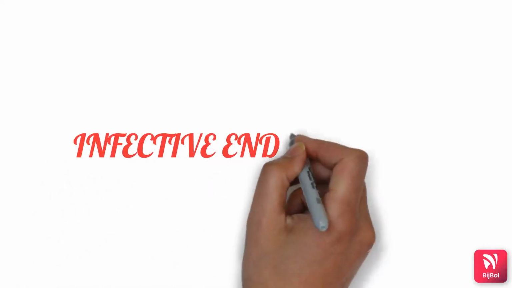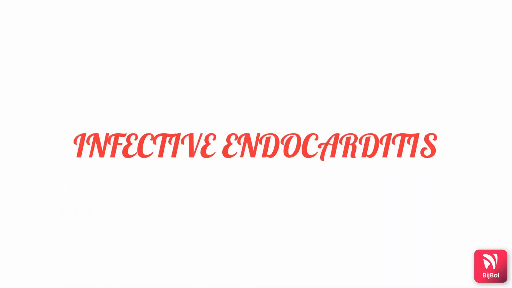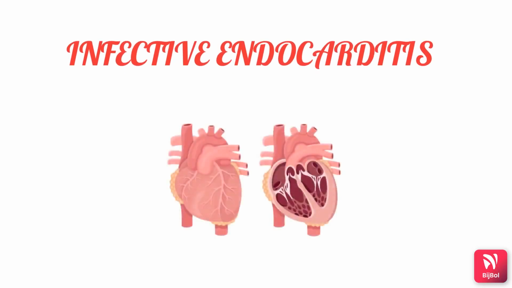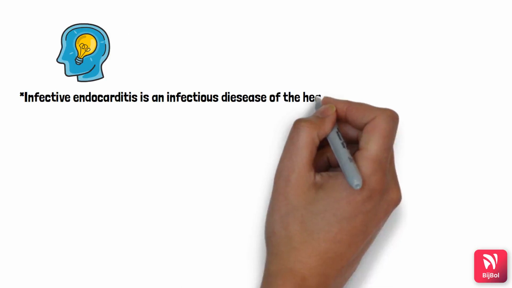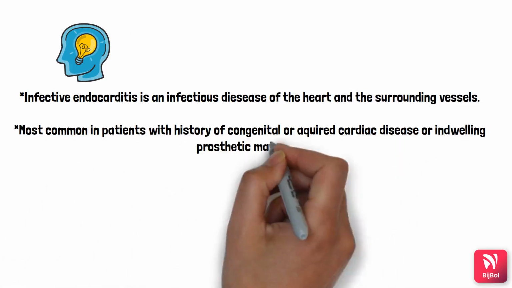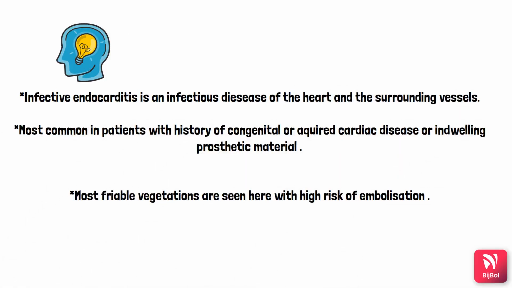Infective endocarditis. It is an infection that causes vegetation on the endocardium. The most friable vegetations are seen here, with high risk of embolization. Infective endocarditis is due to microbial infection of a heart valve. It may be native or prosthetic, the lining of a cardiac chamber or blood vessel, or a congenital anomaly.